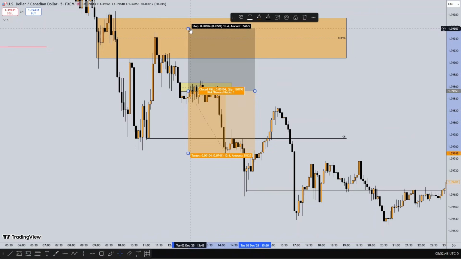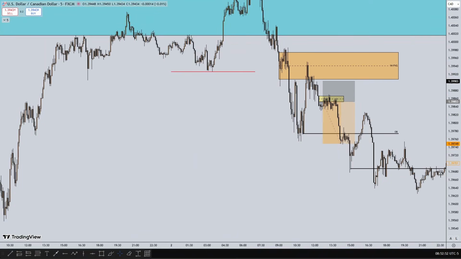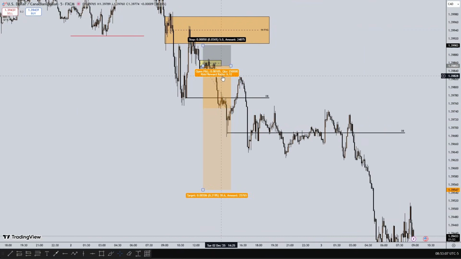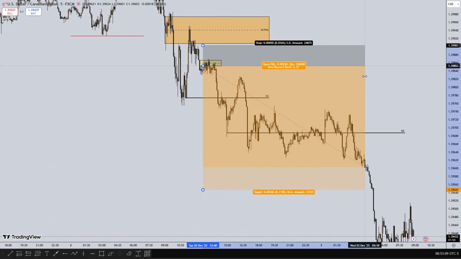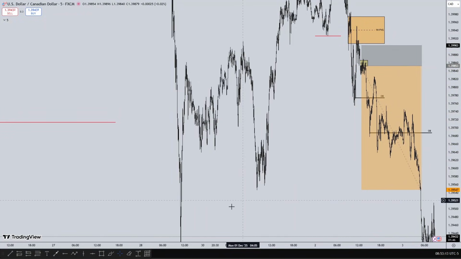Price respected the 5 minute fair value gap, stop at this swing low, and you can just target previous day low. Actually, it's not previous day's low. It's just a swing low from the 1 hour time frame. But you can see you're holding up to around a 6 hour trade running to the sell side liquidity.